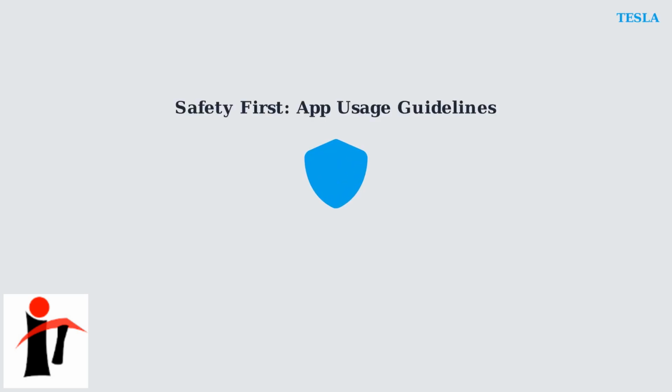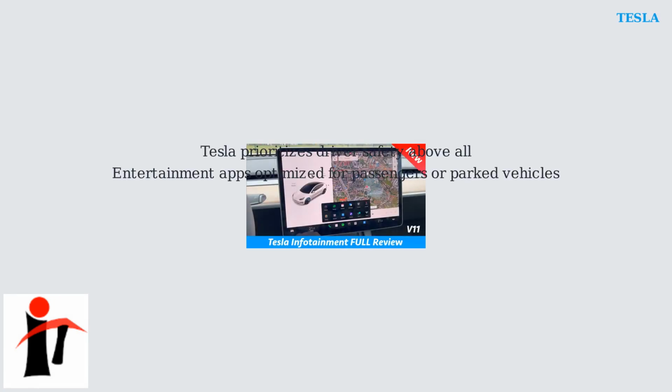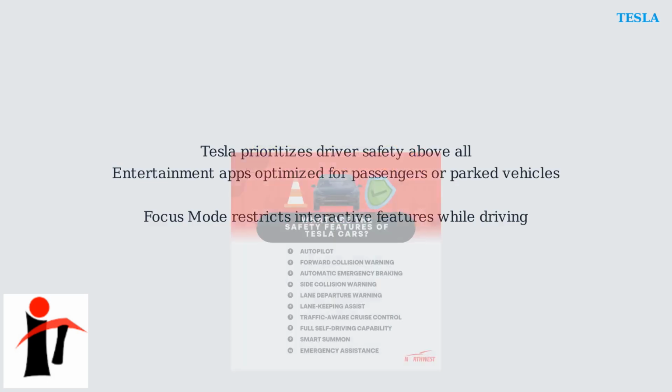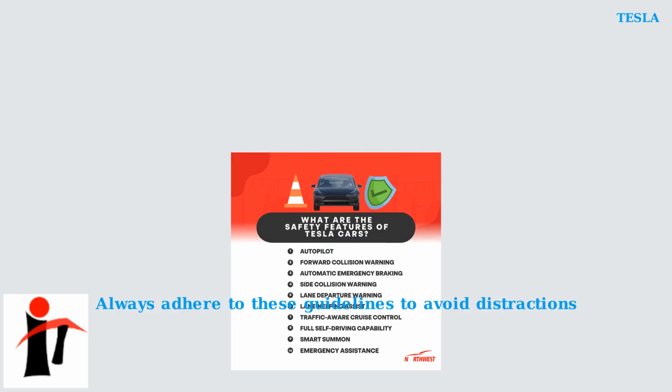Tesla prioritizes driver safety above all in its app ecosystem. Many entertainment apps are optimized for passenger use or when the vehicle is parked, as shown on the infotainment screen. Tesla's focus mode restricts interactive features while driving to minimize distractions. Streaming is encouraged for passengers, especially via the rear touchscreen available on some trims. Always adhere to these safety guidelines to avoid distractions and ensure a safe driving experience.